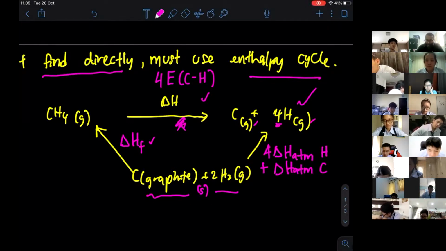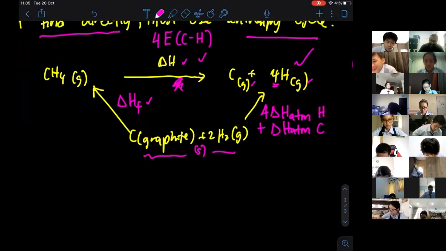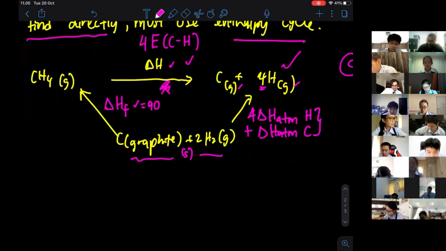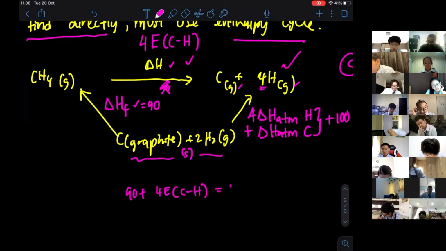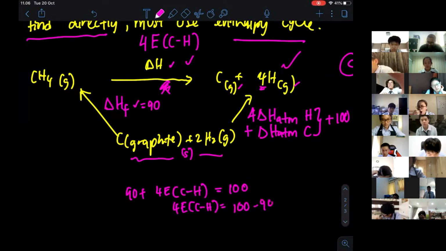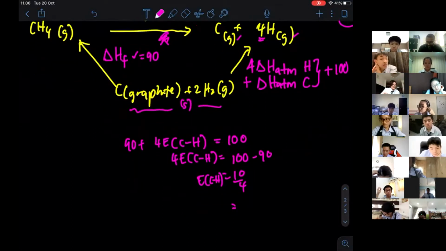Once you get that, you can calculate this using Hess's law: clockwise equals anti-clockwise. Let's say I give you a random value. If the enthalpy change of formation is 90, and the atomizations, which are always positive, together are, say, 100. Then 90 plus 4 times the enthalpy change of C-H equals 100. I can calculate the bond enthalpy of C-H: 100 minus 90 is 10, divided by 4, which gives 2.5.